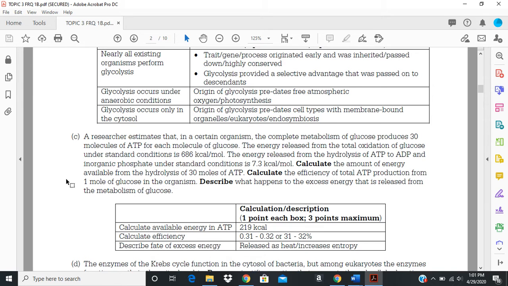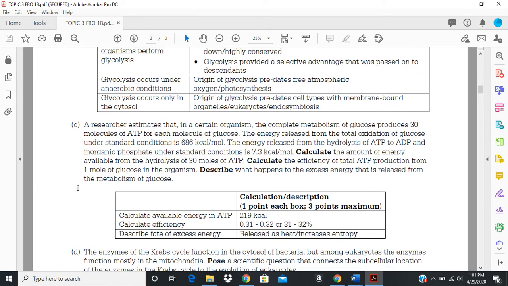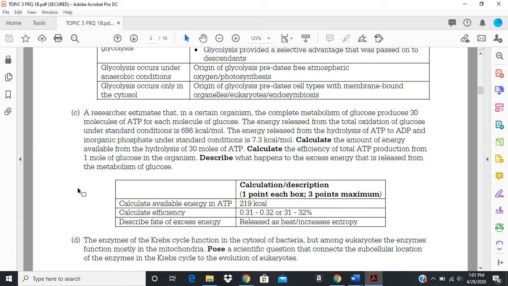Okay, and then finally, the last part here says that the enzymes of the Krebs cycle function in the cytosol of bacteria, but among eukaryotes, they're found mostly in the mitochondria. There we go. So they want you to pose a question that connects the subcellular location of the enzymes in the Krebs cycle to eukaryotic evolution. This relates directly to the endosymbiont theory.